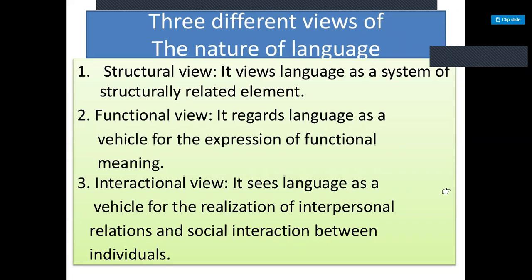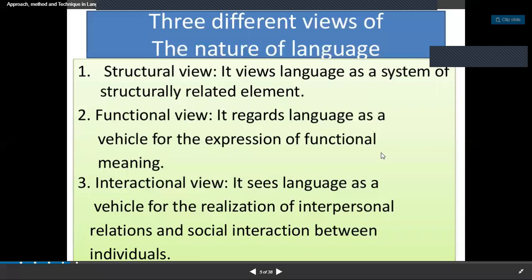Okay. Now, by taking this into account, there are three different views of the nature of language: the structural view, the functional view, and the interactional view, right? So the structural view is the way in which the language has been composed, has been created, right? So it's the systems, the icons, the symbols, the rules, right?